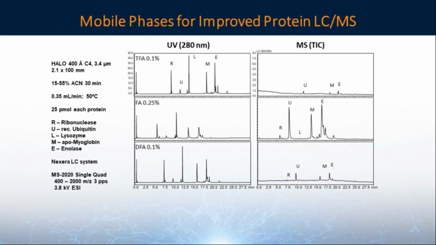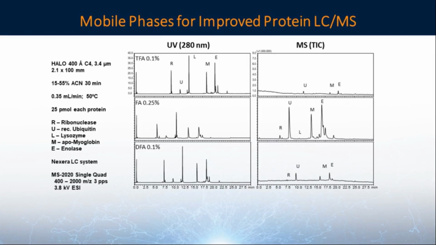Let's now look at mobile phases for improved protein LC-MS. In these experiments, we used a Halo 400 angstrom C4 column in 2.1 by 100 millimeter. Our mix of proteins included ribonuclease A, recombinant ubiquitin, lysozyme, apomyoglobin, and enolase. The UV results are on the left, while the MS results are on the right.